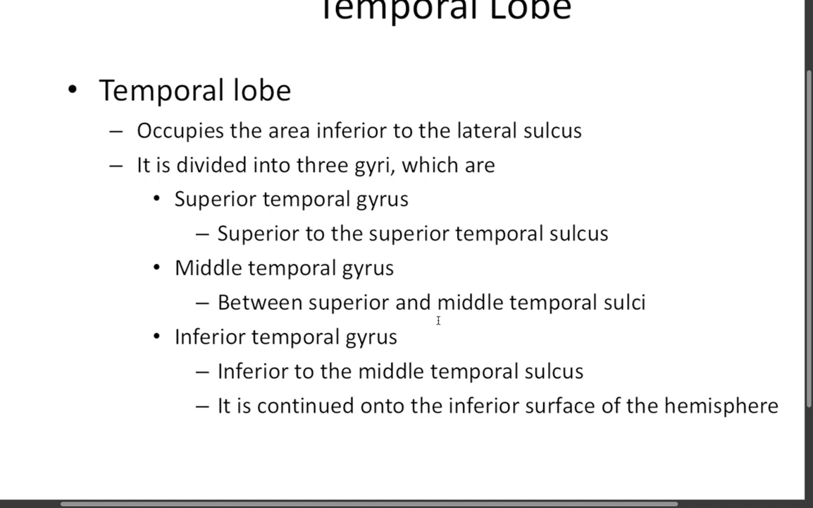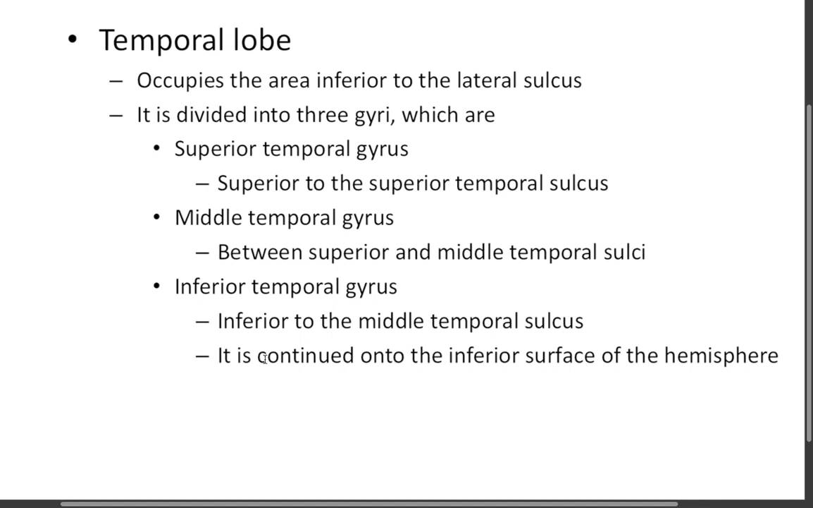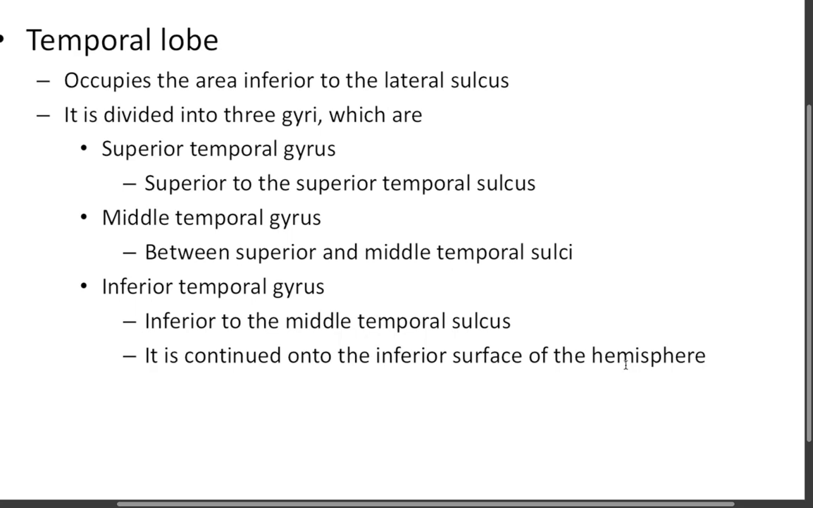In the case of the frontal lobe, this is going to be the inferior. However, in the temporal lobe, it is middle, not inferior. So in the temporal lobe, we do not have an inferior temporal sulcus. We only have superior and middle temporal sulci, and the middle temporal gyrus is located between them. And finally, the inferior temporal gyrus is inferior to the middle temporal sulcus, okay? And it is continued into the inferior surface of the hemisphere.